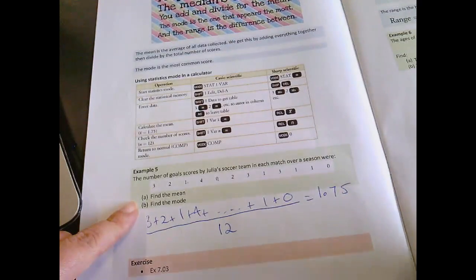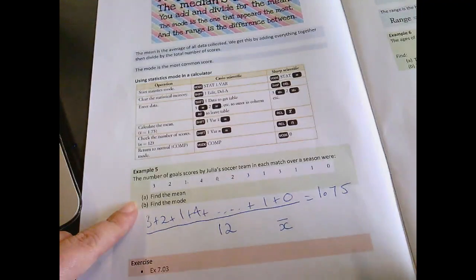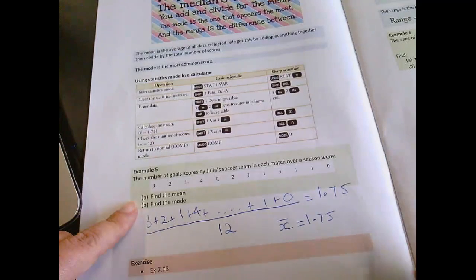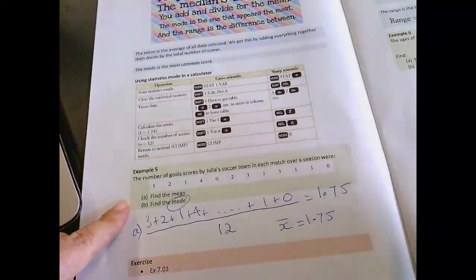Add everything together, and I think you get the number 1.75. And sometimes we use this symbol for the mean. It's an X with a bar on top of it. So the mean is equal to 1.75. So that's part A.